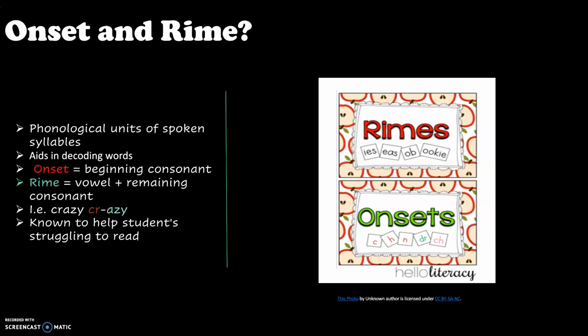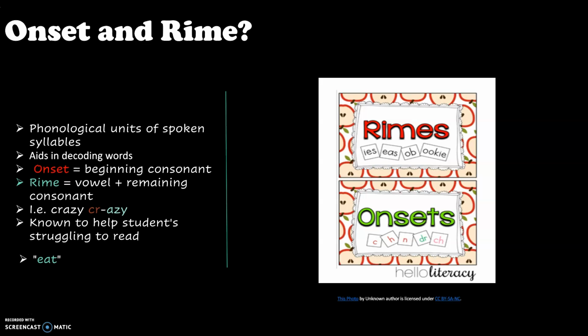Something really important to know about onset and rhyme is research has shown that it's very beneficial to help students who are struggling to read or who are below their reading level. And also, it's important to know that not all words have an onset and rhyme. So for example, the word eat. Eat does not have a beginning consonant, therefore, it does not have an onset.